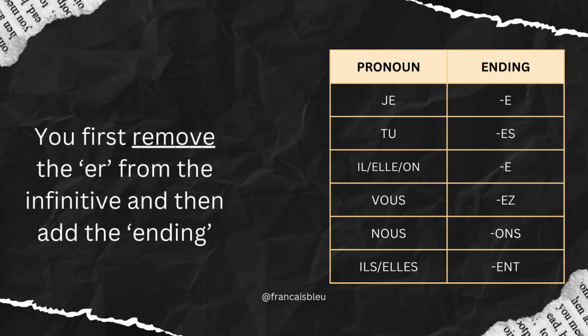And then for je, we are gonna add an E at the end. For tu, we're gonna add an ES at the end. For il, elle, and on, we are gonna add an E at the end. For vous, we're gonna get an EZ. For nous, we are gonna add O and S. And for ils, elles, pluriel, we are gonna add ENT.